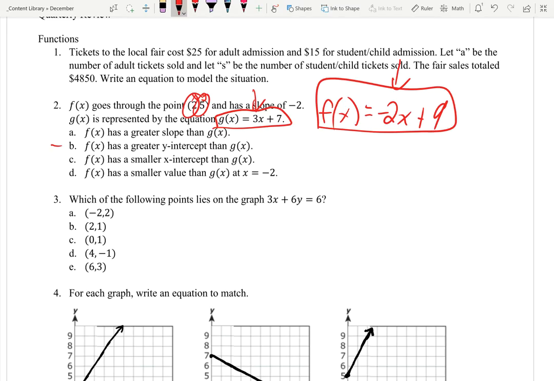f of x has a smaller x-intercept than g of x. Well, we didn't really have anything to find the x-intercept. So if we see that, we'll just kind of skip it.